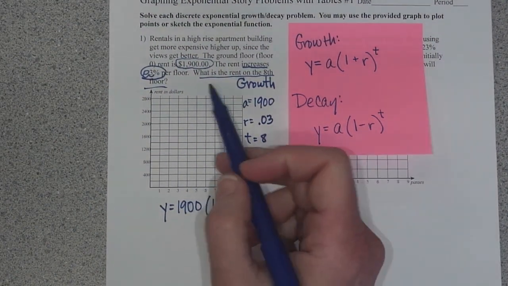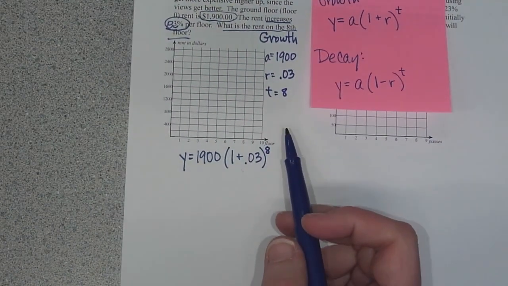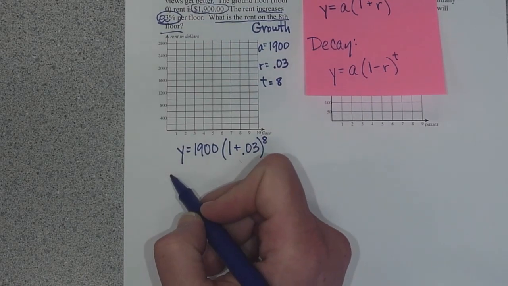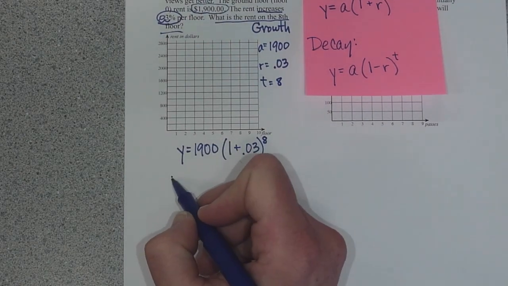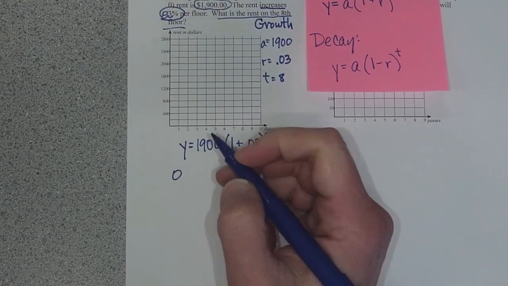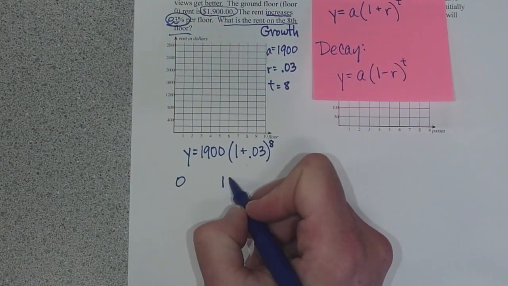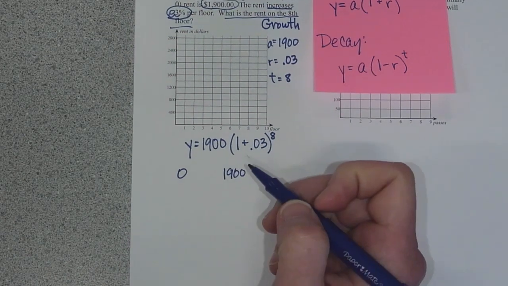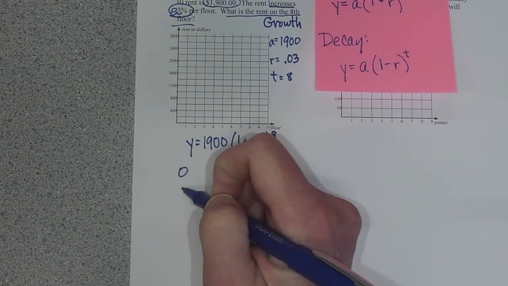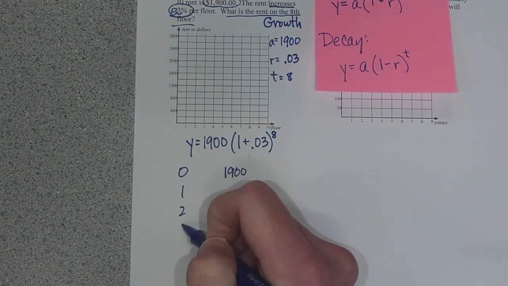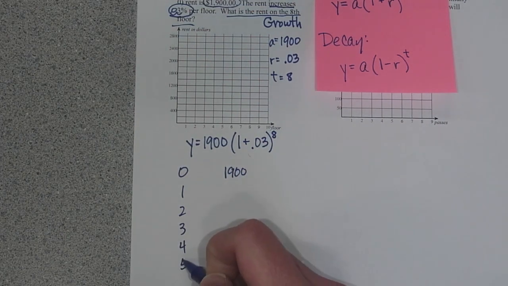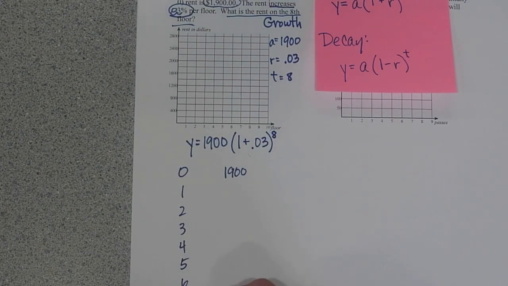Okay, now we want to figure out the 8th floor, so we're going to make a table, 0 through 8. Actually, we don't need 0. Well, I'll put it on the table for fun, but we know that at 0 it's 1900, okay? It's always good to start those exponential tables with a 0 in the top left corner. So 0, 1, 2, 3, 4, 5, 6, 7, 8.